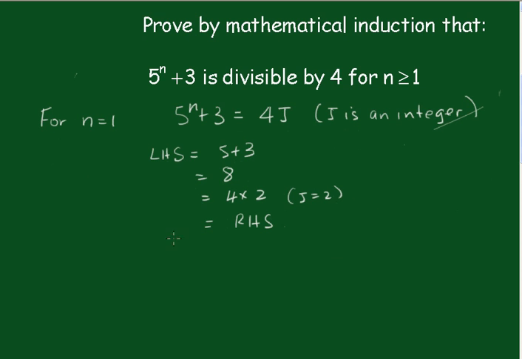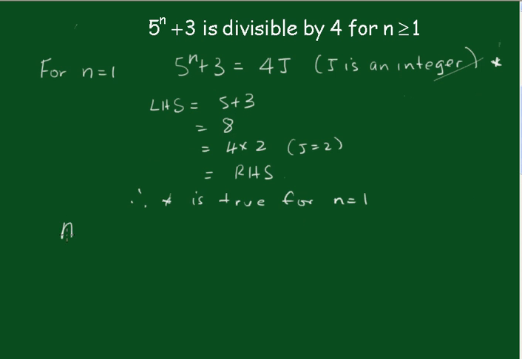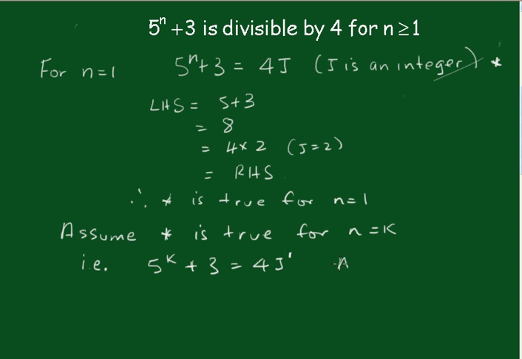Therefore, it's equal to the right-hand side. Okay, now, therefore, the statement is true for n equals 1. Now we'll assume the statement is true for n equals k. That is, 5 to k plus 3 equals 4j dash, making it a different sort of integer, not the same one. That's my assumption statement. We can say that j dash is an integer.